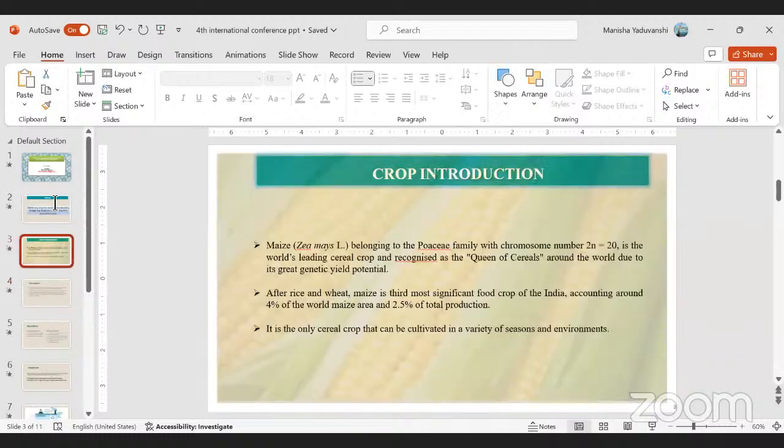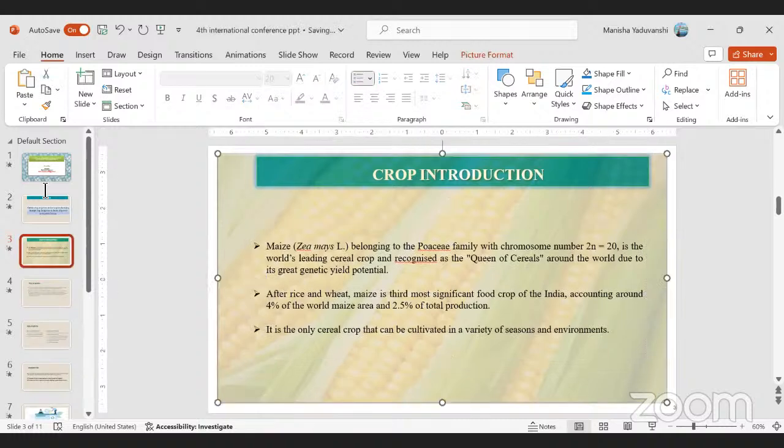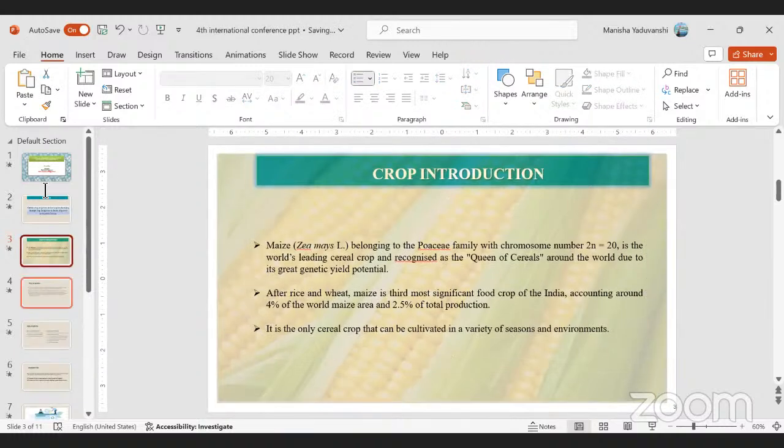Yes, you are now at the introduction slide. Please go ahead at a faster pace. Okay, ma'am. After rice and wheat, maize is the most significant crop in India, cultivated in a variety of seasons. You can take maize in summer as a kharif crop and as a rabi crop as well.